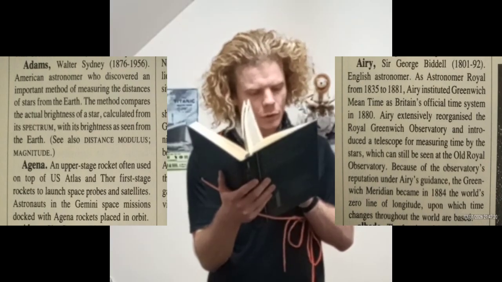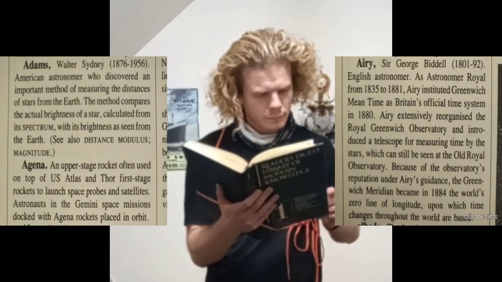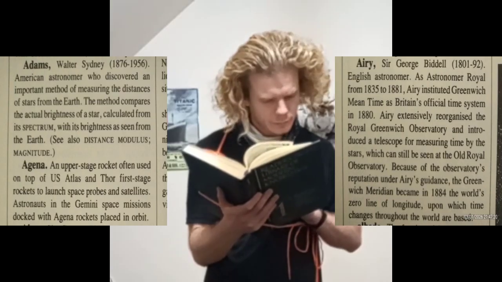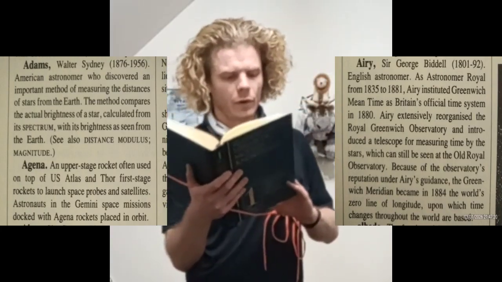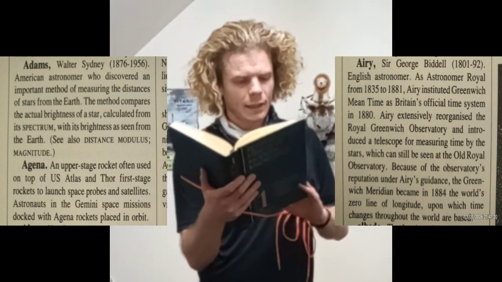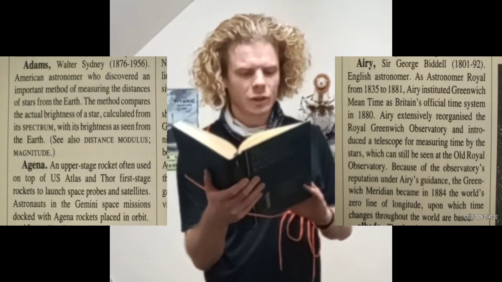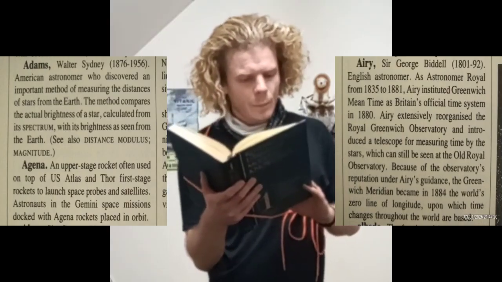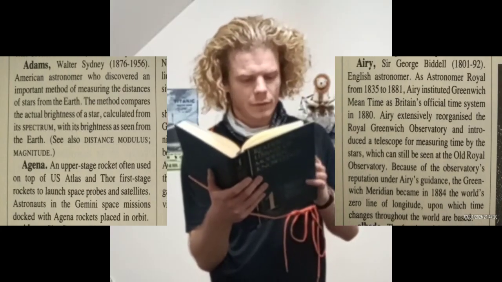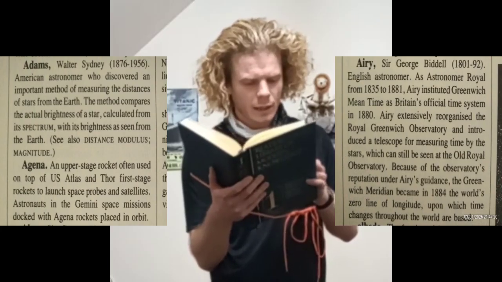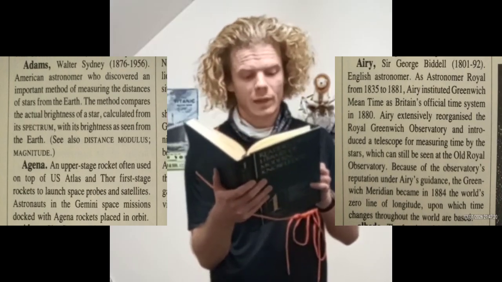See also distance modulus, magnitude. Let's go there for a moment. Distance modulus: a way of measuring the distance of stars or galaxies from the Earth. The technique is based on the fact that stars appear less bright with increasing distance from the Earth. Astronomers work out how bright a star actually is, its absolute magnitude, and compare this with the brightness it has in the sky, its apparent magnitude. This difference, the distance modulus, can be used to estimate the star's distance. The absolute magnitude can usually be estimated from the nature of a star's spectrum.